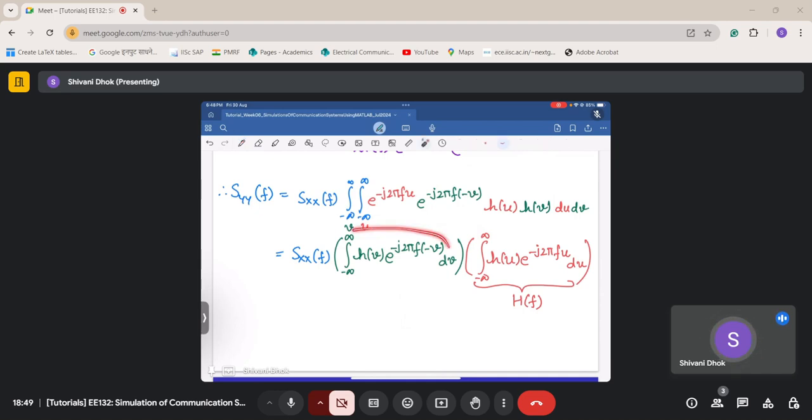And similarly, this particular green part, you observe this is a very similar integration. The only change is we have minus v here instead of plus v. So this thing is basically my Fourier transform, again H of f. Let's say this minus v I can write as minus f into v. So this is like evaluating the Fourier transform at minus f. Okay. So what we get here is Sxx of f into H of minus f into H of f.